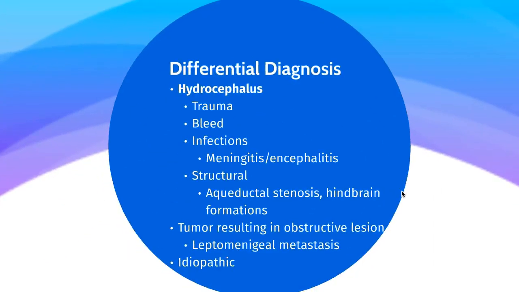And then last but not least is the hydrocephalus section. Oftentimes when I think about hydrocephalus, I think about either a tumor that's not allowing the normal flow of CSF, or I think of something structural, so you have aqueductal stenosis or a hindbrain malformation. But trauma resulting in bleeds and infections can also cause hydrocephalus.